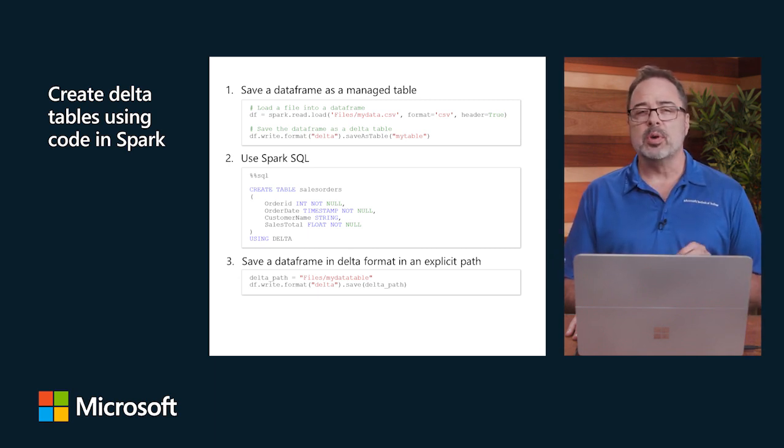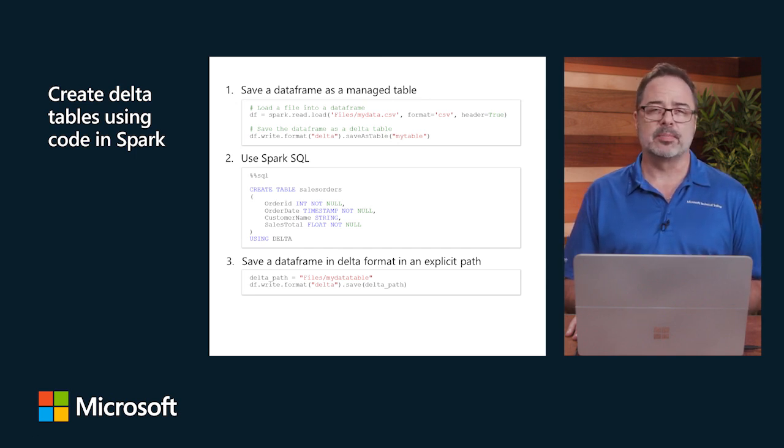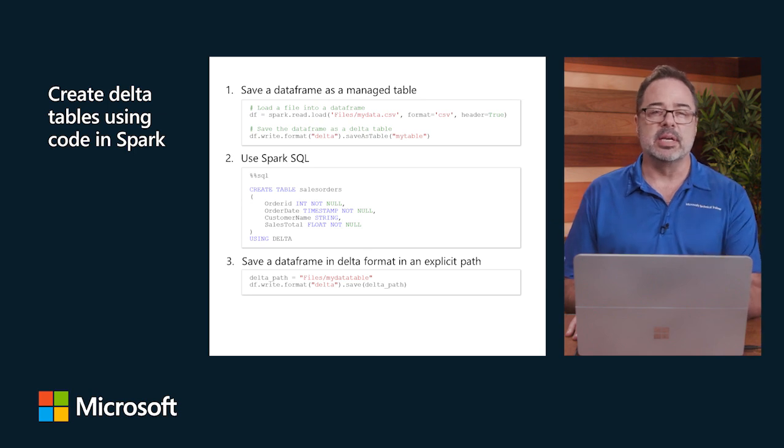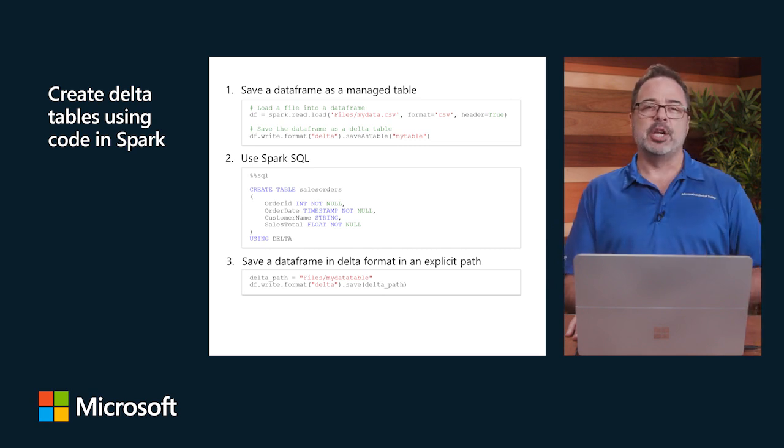However, when working with Apache Spark in a Lakehouse, you have greater control of the creation and management of Delta tables. One of the easiest ways to create a Delta table in Spark is to save a data frame in the Delta format. You can see this in this code example. You can also create Delta tables by using the Spark SQL create table statement. And you can also save the table explicitly by supplying a path and calling the save method.